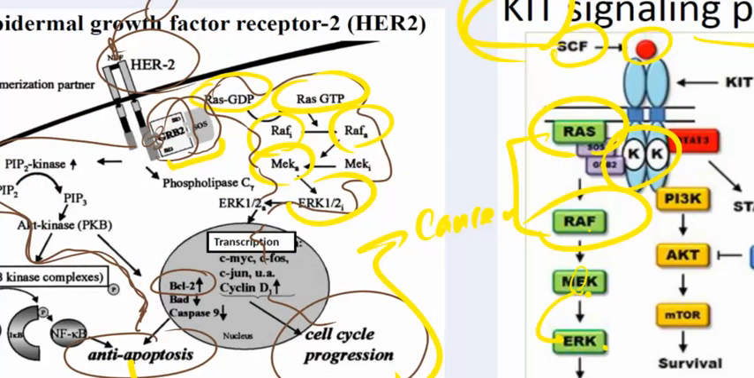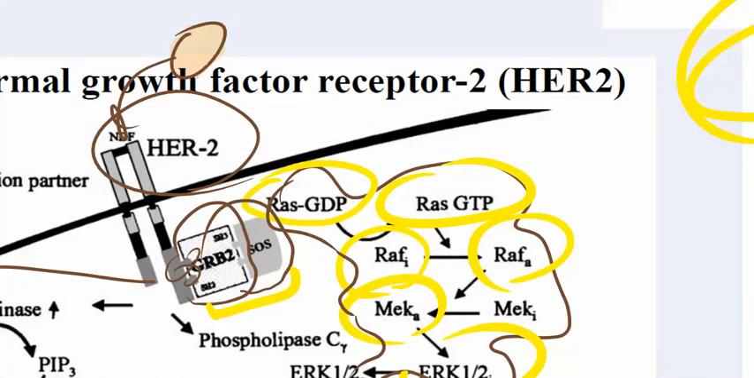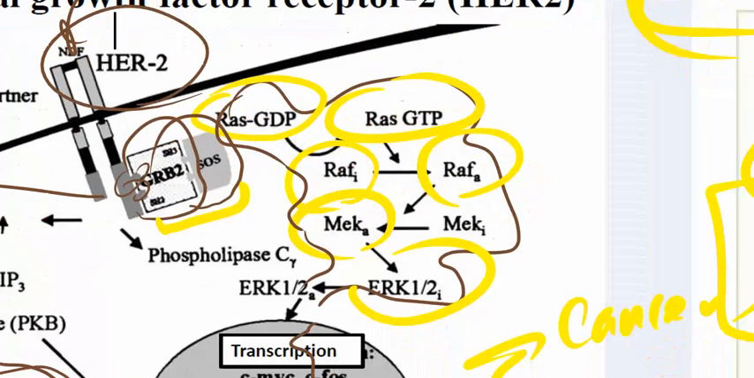If you see here, with the HER2, you have your growth factor binding to the receptor. It dimerizes, cross phosphorylation. This protein comes on, gets activated. It turns RAS GDP to RAS GTP. Now, we talked about the RAS mutation. Whenever RAS is abnormally in its active state, meaning RAS GTP, that's when it becomes cancerous.